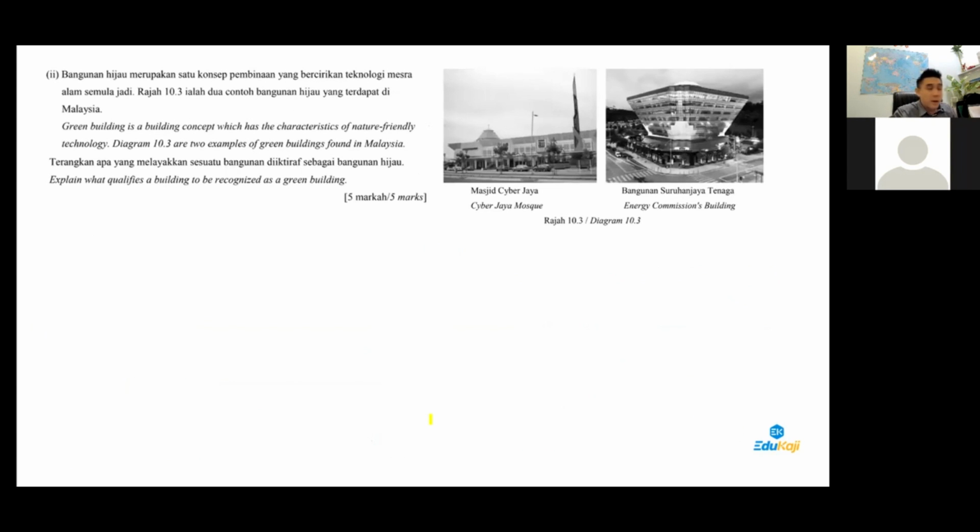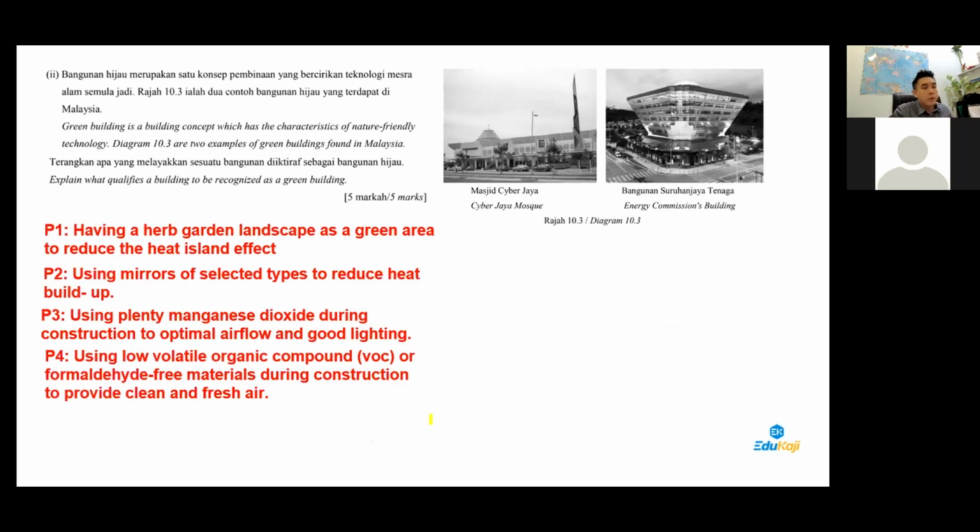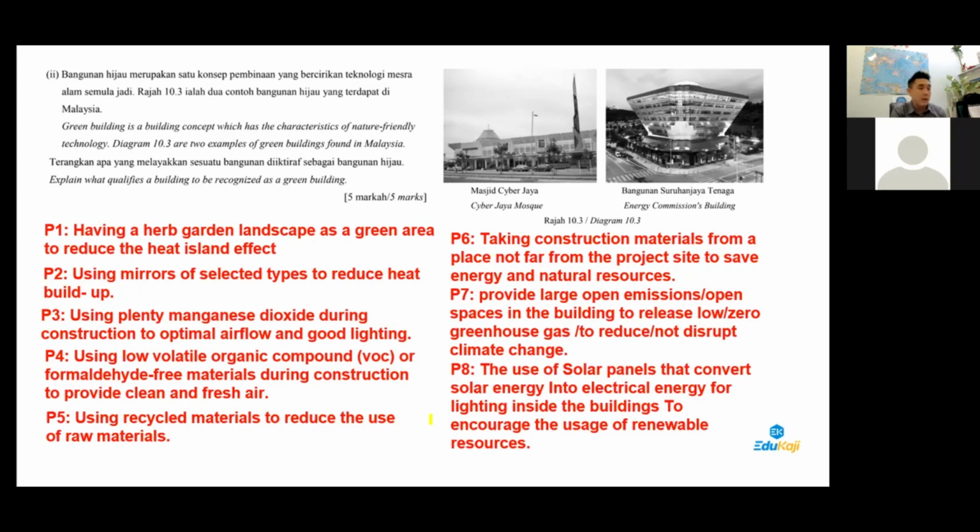Okay, the last part of question 10, guys. What qualifies for a building to be a green building? Okay, I'll show you the answers first. I'll tell you which one is slightly better. So we have 8 points here, guys. Okay, what makes these buildings a green building? So you can mention garden landscape. A mirror can reflect, reduce heat build up. Okay. Using low volatile organic compound or formaldehyde-free materials.